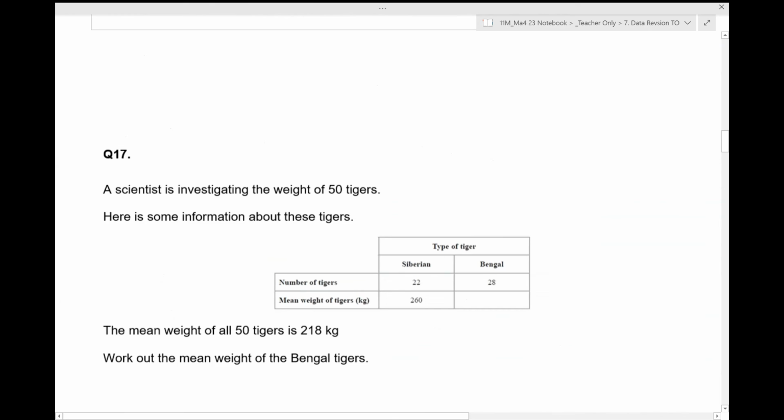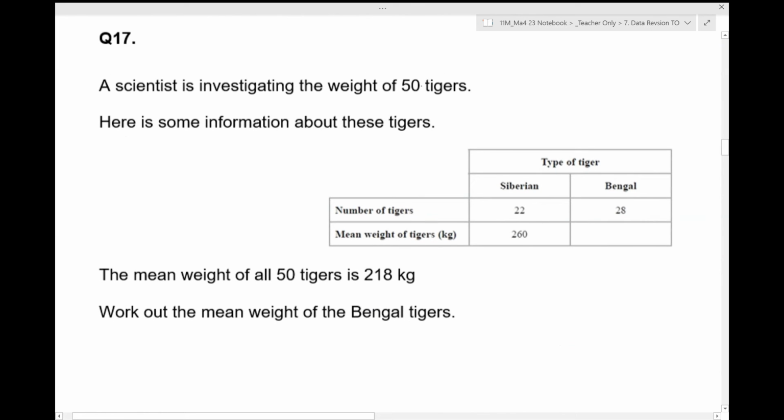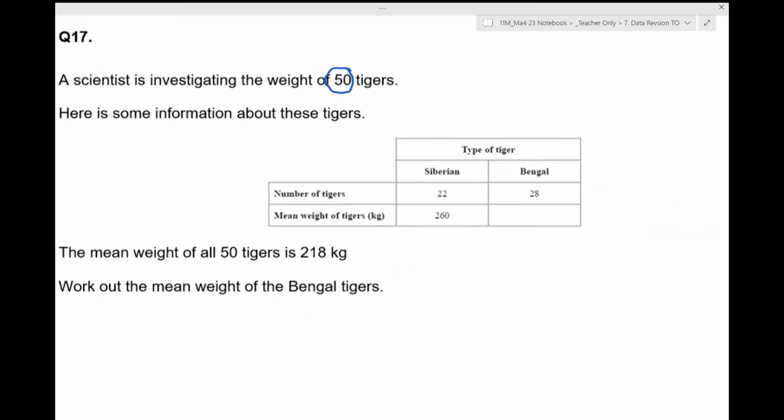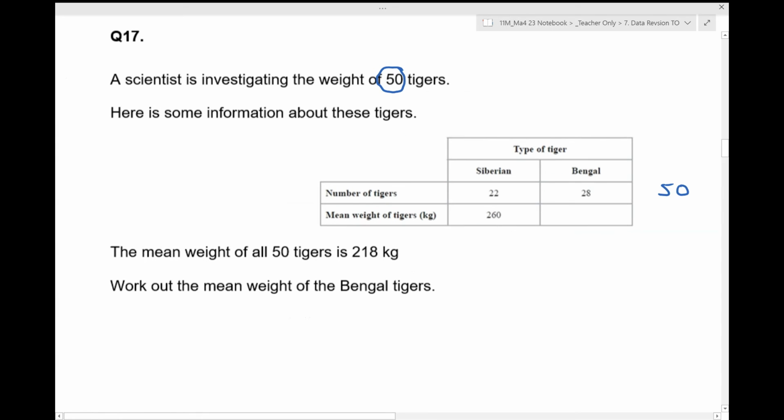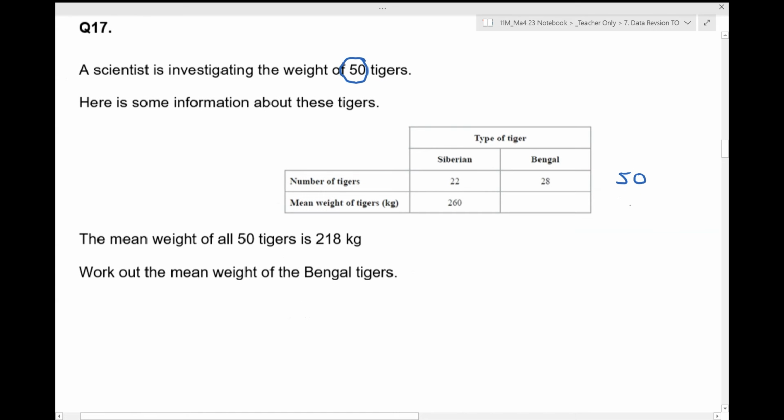Let's look at question 17. A scientist is investigating the weight of 50 tigers. Here you are. He's got 22 Siberian and 28 from Bengal, makes 50 in total. Here's some information. The Siberian tigers have a mean weight of 260, and there are 22 of them. Now, the mean weight of all the 50 tigers is 218. Here's my mean column, my mean row, 218. Work out the mean weight of the Bengal tigers.